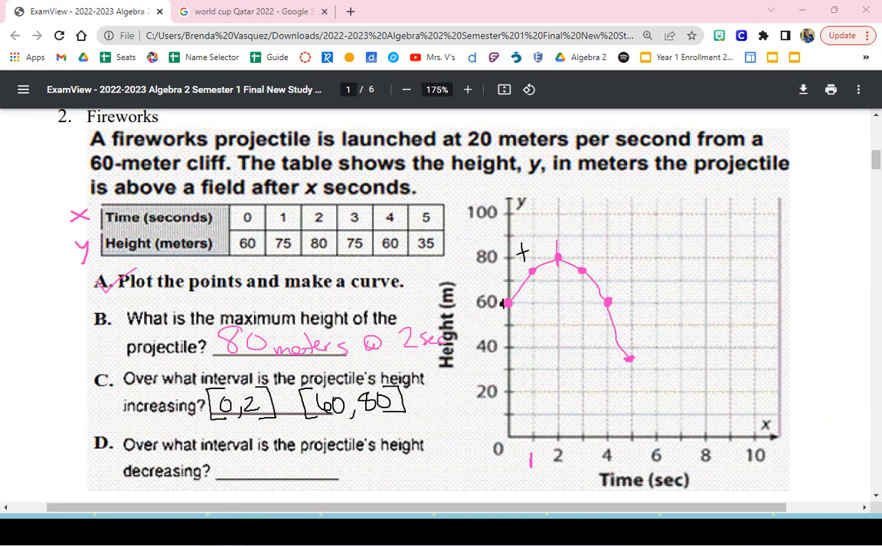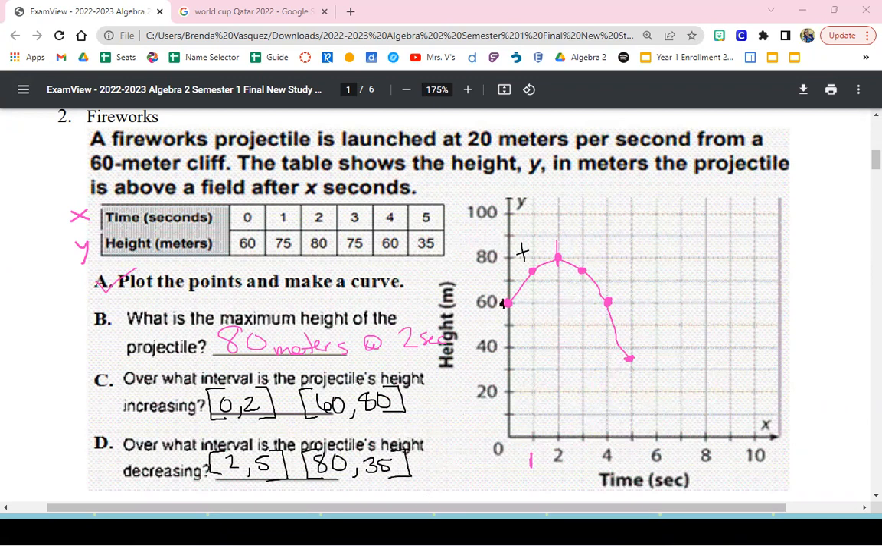Now, our second question is, over what interval is the projectile's height decreasing? So how do you know if it's decreasing? It's going down. All right, which part does it go down? From 2 to 5. So from second 2 all the way to 5. And its height was what? From 80 and it went all the way to 35. Not too bad.